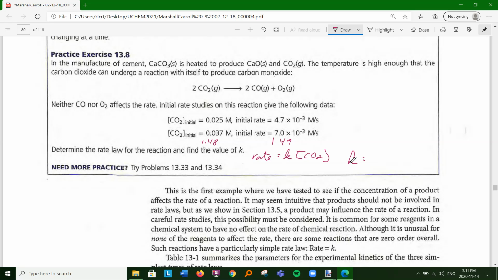So if I look at the first one, K is going to be the rate, 4.7 by 10 to the minus 3, divided by 0.025. You get 0.188. And that's first order, so seconds to the minus 1. Let's make sure we got that here. I wrote the answers beforehand, so I don't have to leap around that much. 0.19. Okay, that is close to what I said, so that's good.